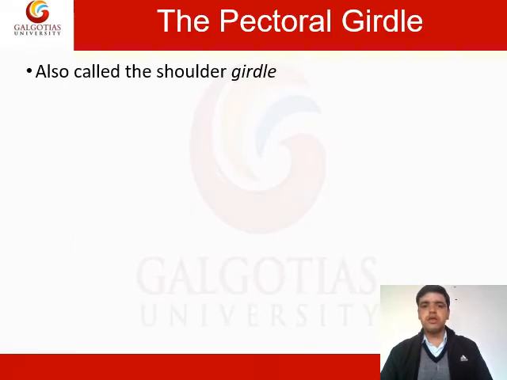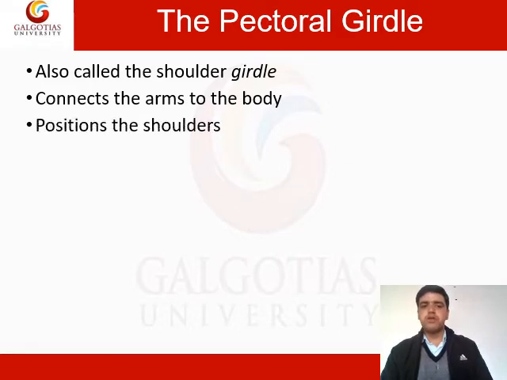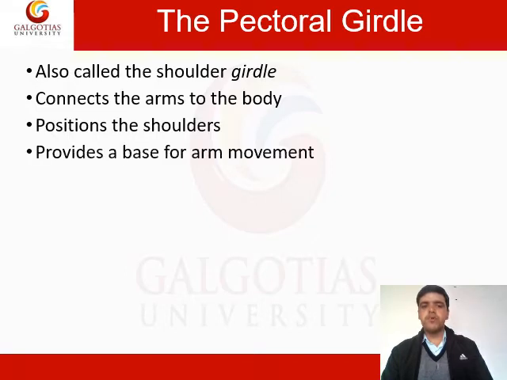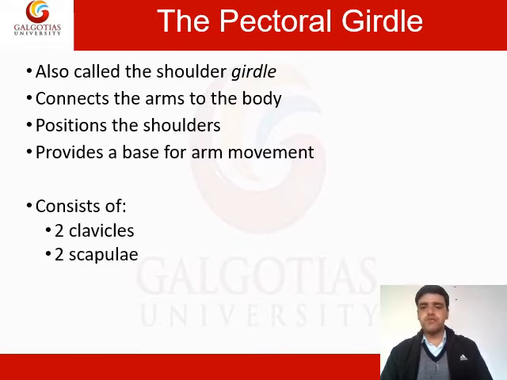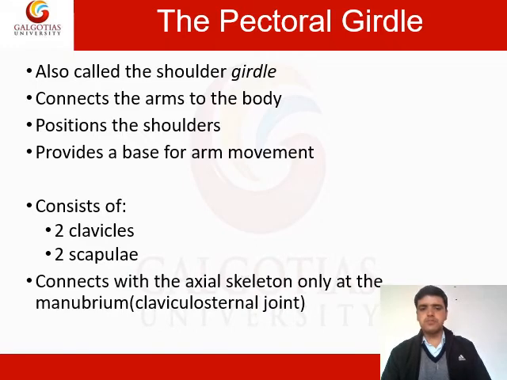The pectoral girdle is also called the shoulder girdle. It connects the arms to the body, positions the shoulder, and provides a base for arm movement. Basically, if the pectoral girdle is not there, our arm cannot move freely. We have two shoulders, so the clavicle and scapula are the bones forming the pectoral girdle. They are two in number: two clavicles and two scapulas, which connect with the axial skeleton only at the manubrium, that is, the sternoclavicular joint.